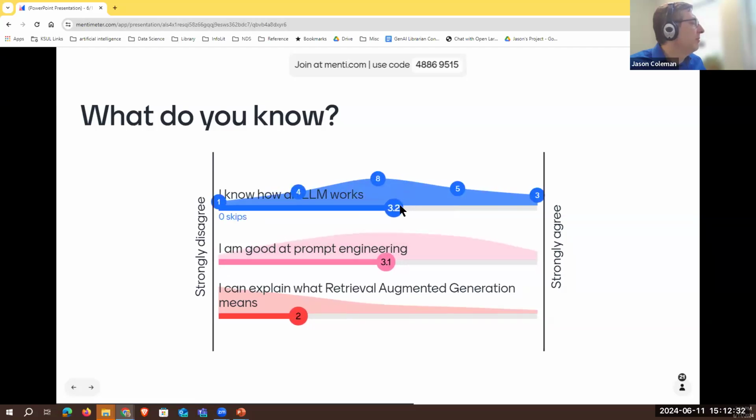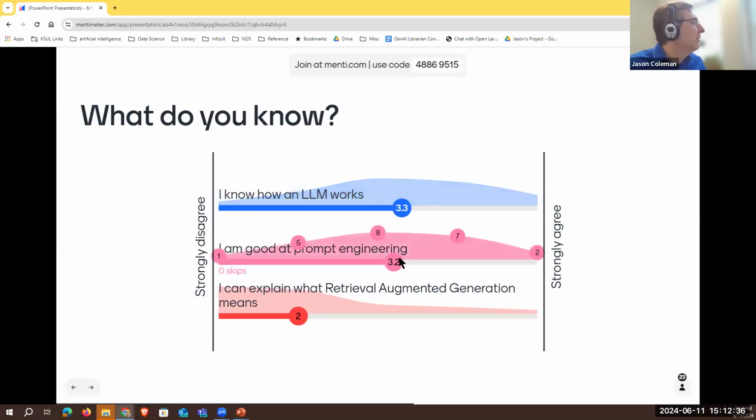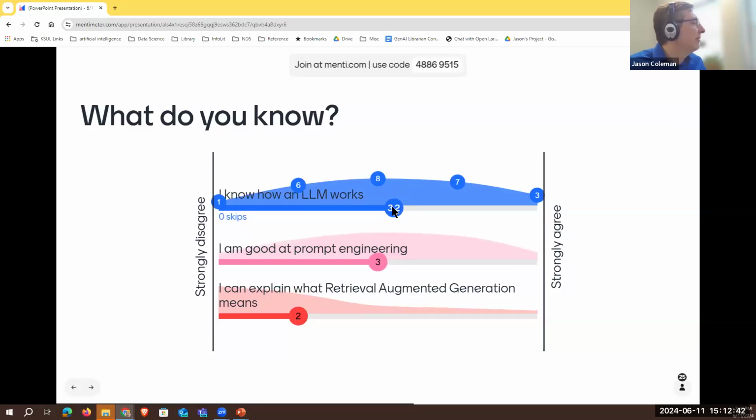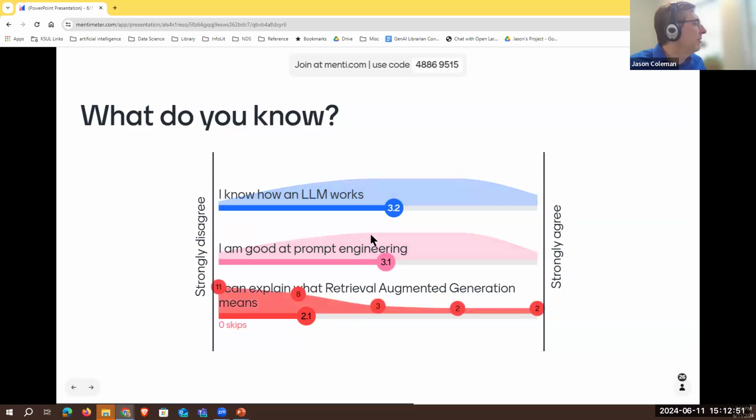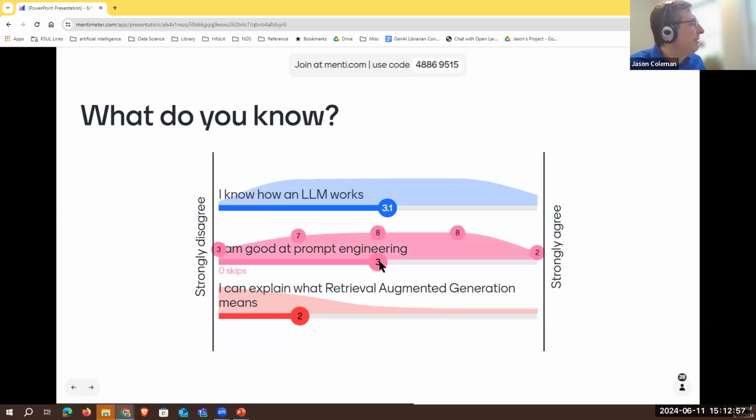I actually wish it would give me a raw count. Oh, there we go. That's interesting. I don't know if you guys can see these charts when I hover over the average. But okay. Okay, good. Wow. Pretty knowledgeable group.